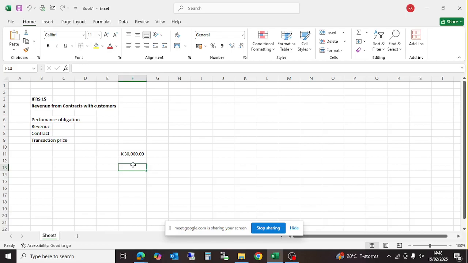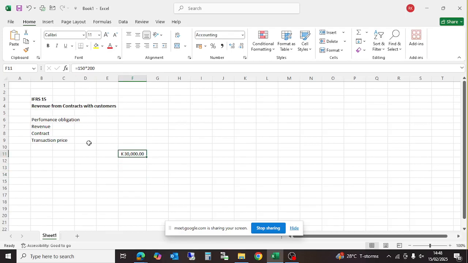So we have one more term here that we need to understand, which is performance obligation. What is performance obligation? Performance obligation is a promise in a contract to deliver a distinct good or service to a customer. It's a promise in a contract to deliver goods or services to a customer. There's something that I want to note about performance obligation. Let me just give you a rough example.